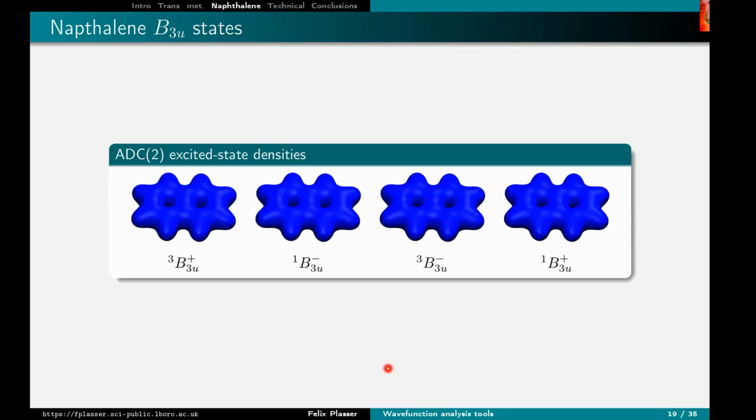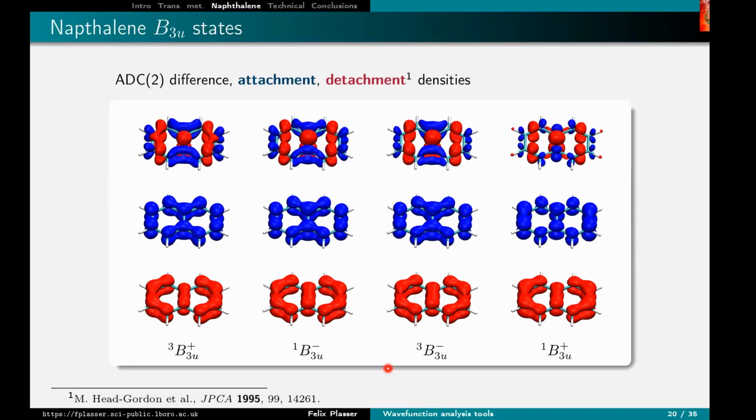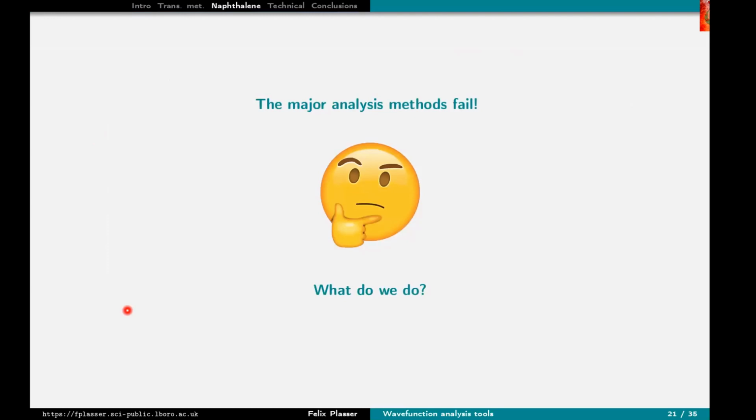But just as an example. Then we'll look at the difference densities up here, attachment densities down here, detachment densities down here. Also, those four densities look exactly the same for those four states. And this takes us to the next step. So if all these analysis methods fail, what do we do?